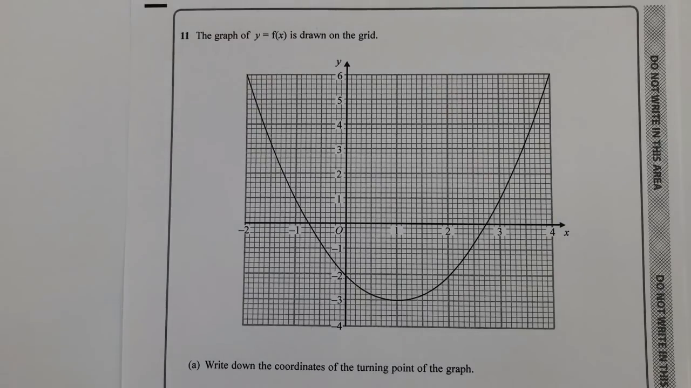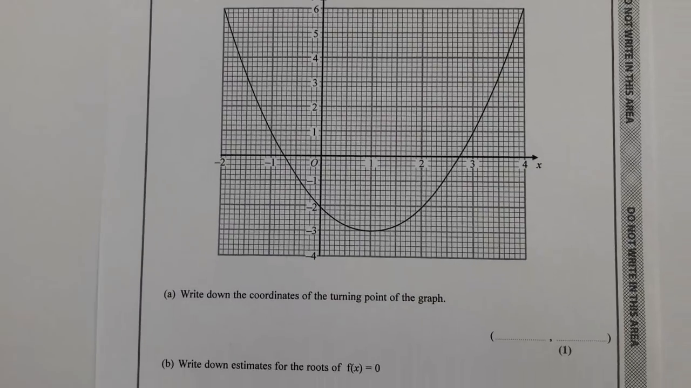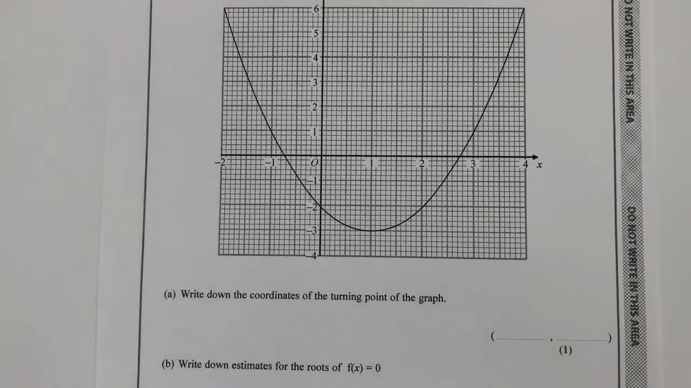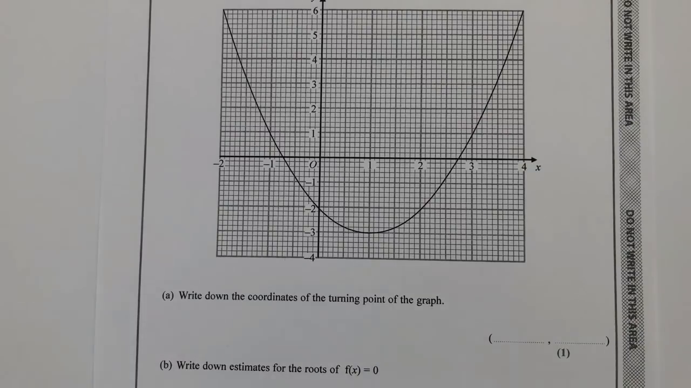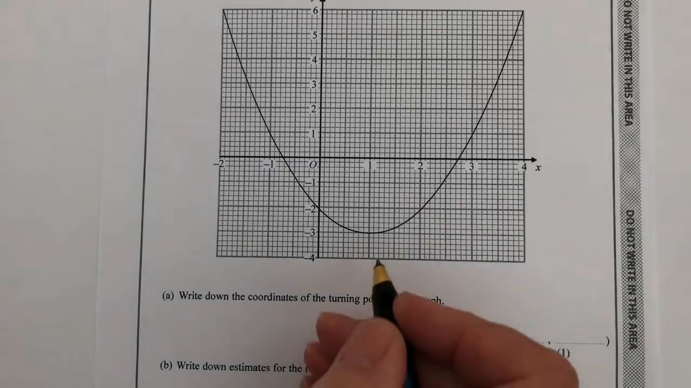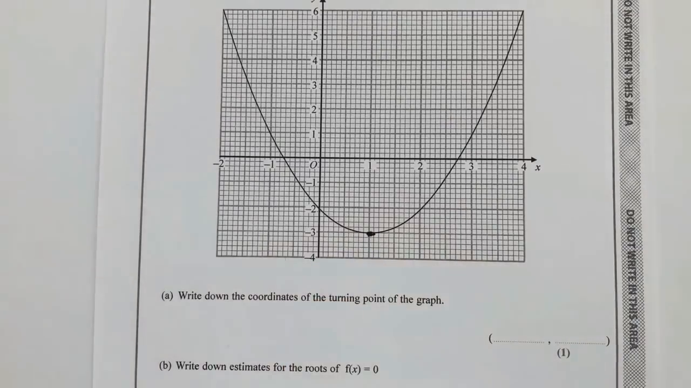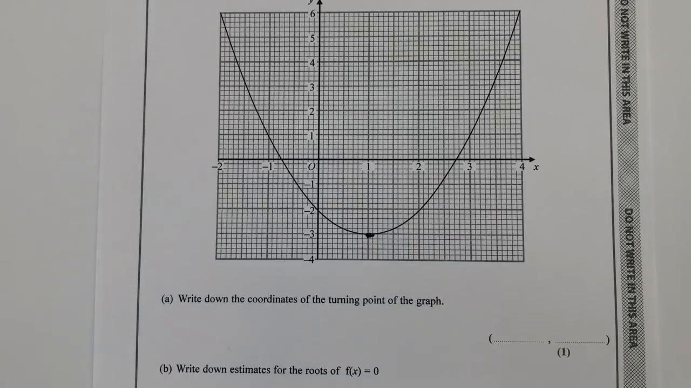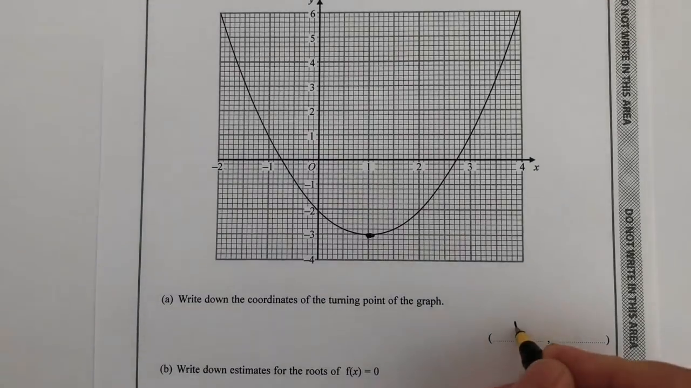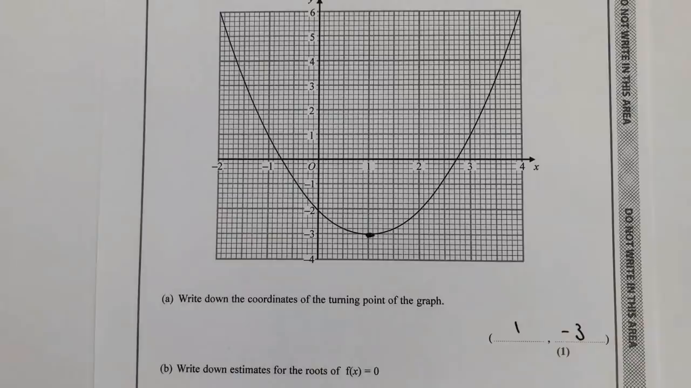And it says write down the coordinates of the turning point of the graph. Okay, well, the turning point of the graph is basically the bit at the very bottom. So it's actually where the graph starts turning back on itself, and it's this point here. Okay, so on there you'd be writing that x equals 1 and y equals minus 3.